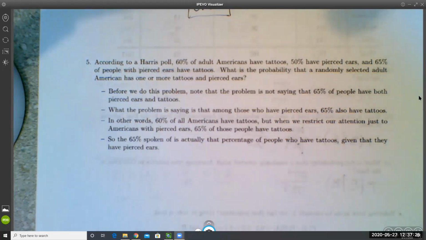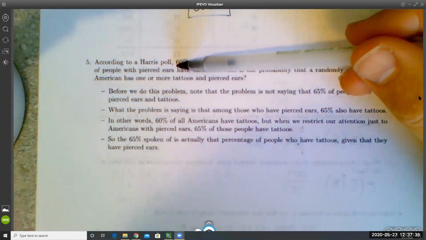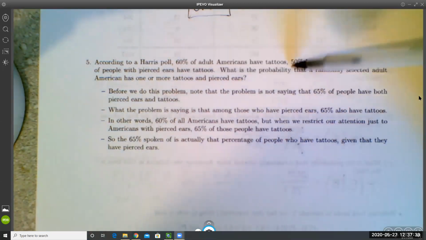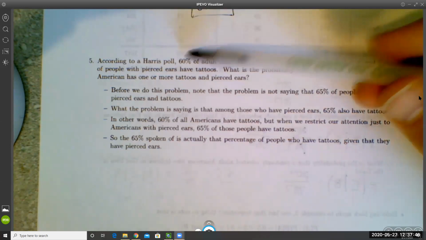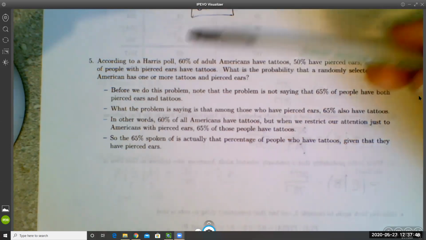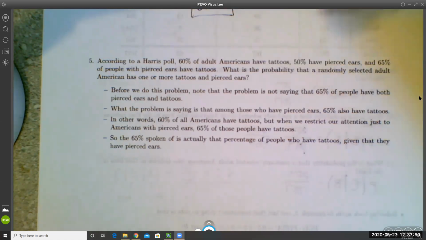Okay. Now, as you can see, this problem is a lot more challenging than the previous one because you're given three pieces of information. You're given three numbers, and you're not going to use all of them. You're only going to use two of them. If you think about the multiplication rule, you're only going to be using two numbers. And so the question is, which two do I use? Do I do 0.6 times 0.5, or do I do 0.6 times 0.65, or do I do 0.5 times 0.65?